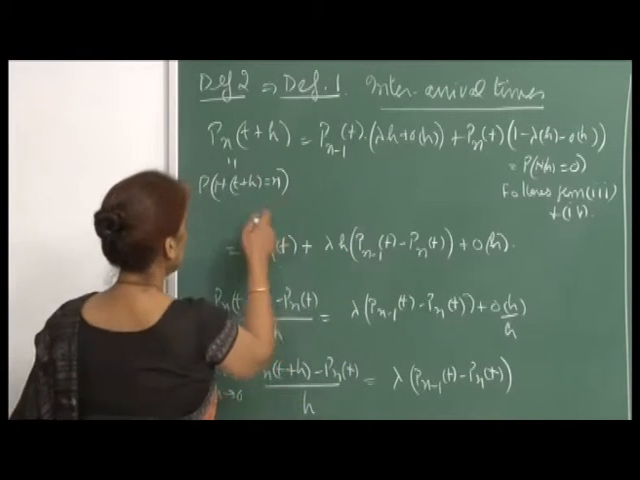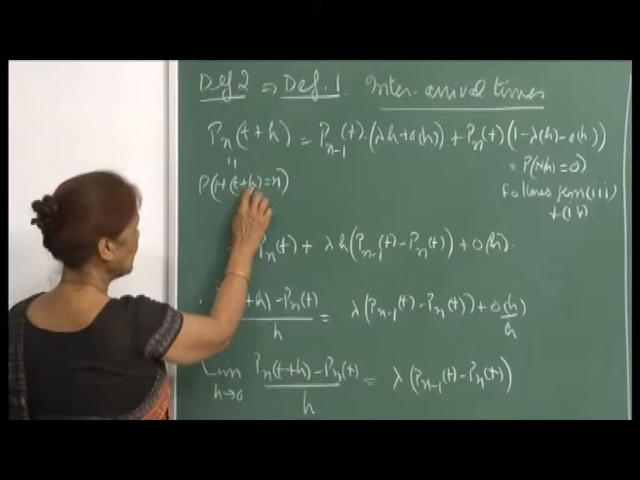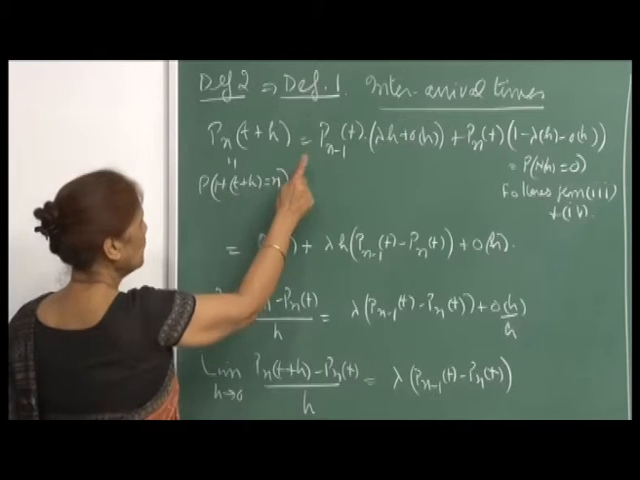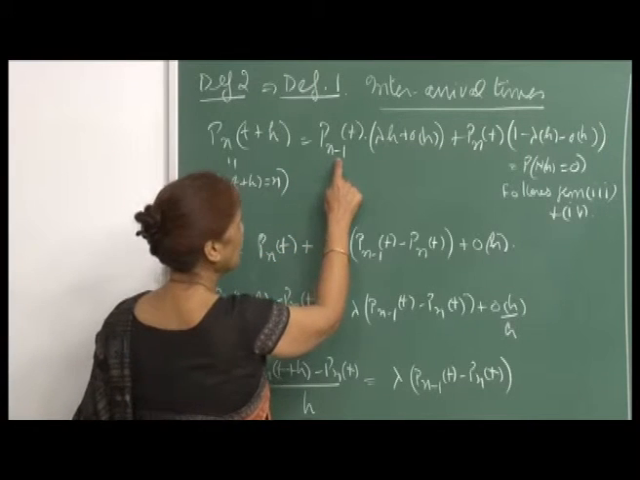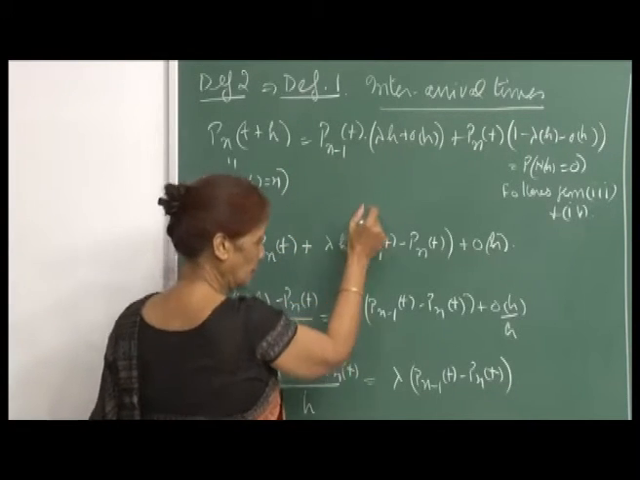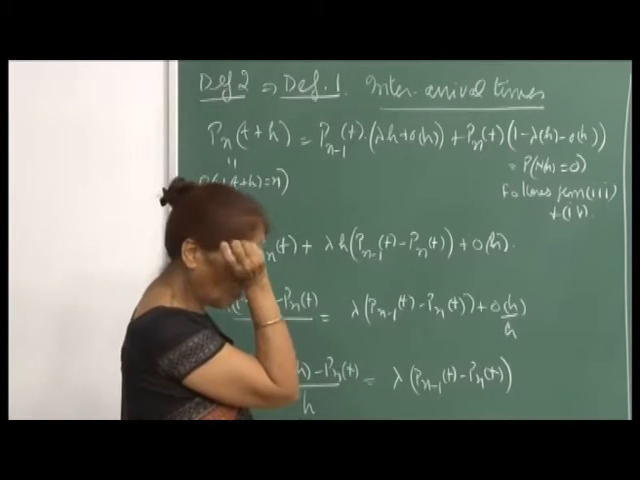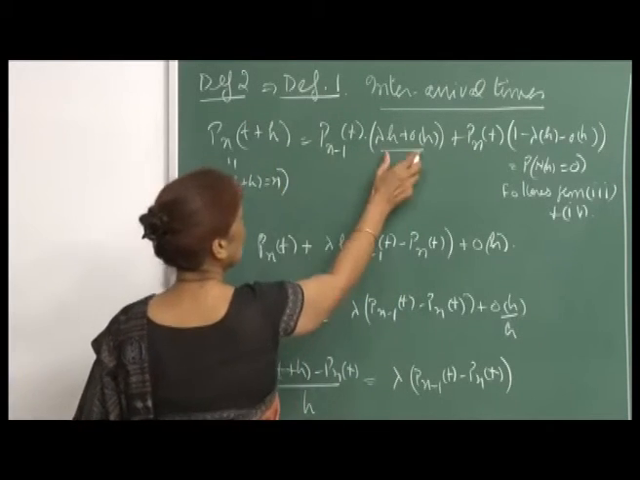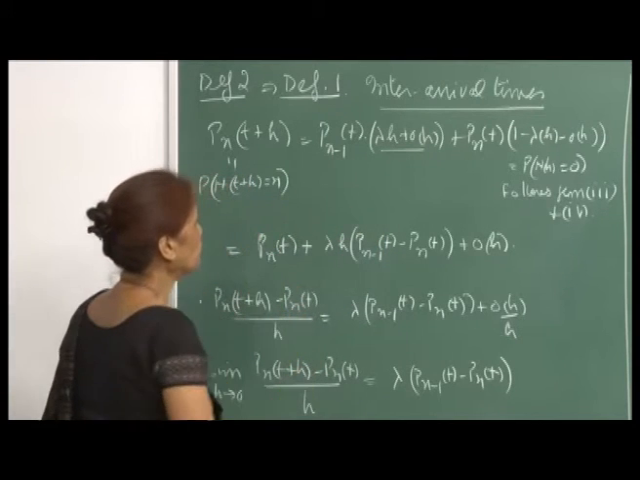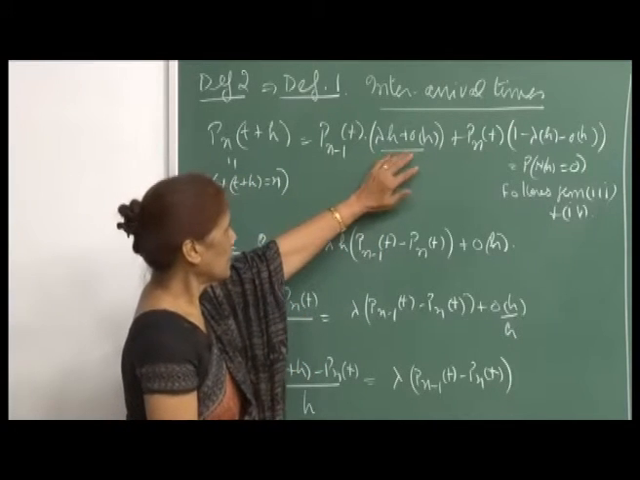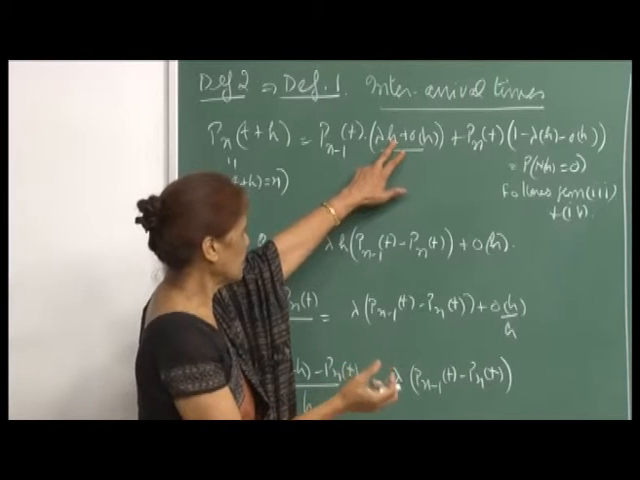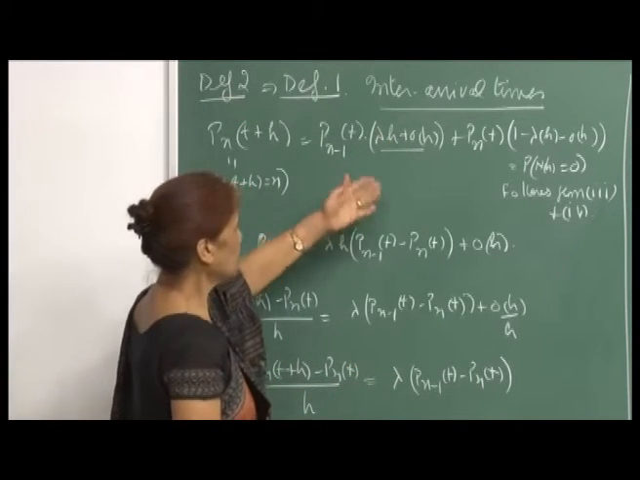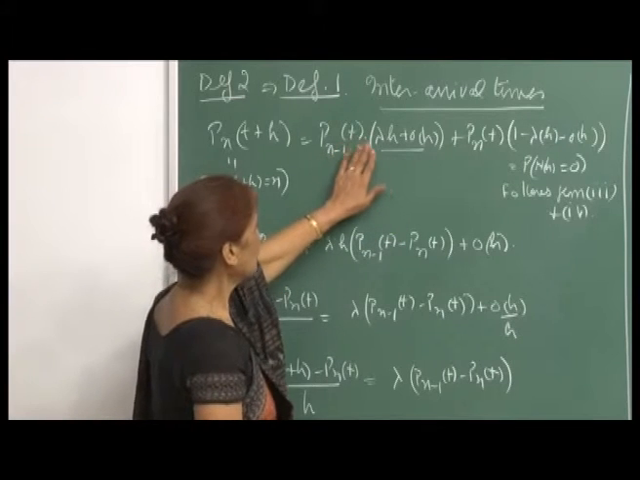That means, from t up to t plus h, you want n arrivals or n occurrences. So, up to t, if there are n minus 1 occurrences, then in the interval of length h, you want 1 arrival, and according to our definition 2, this is the probability of one arrival in the time interval of length h. And since we are talking of independent increments, this will be a product.